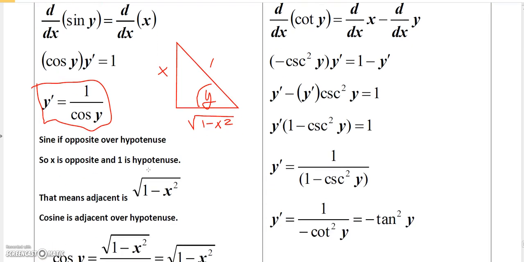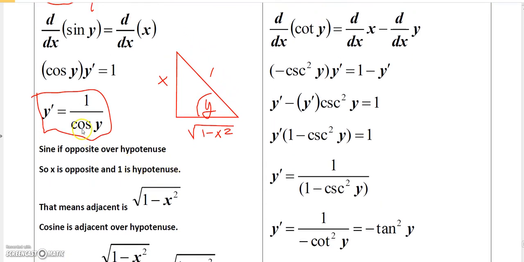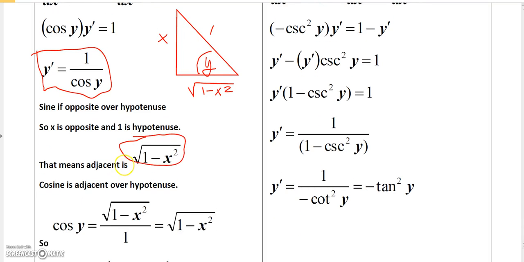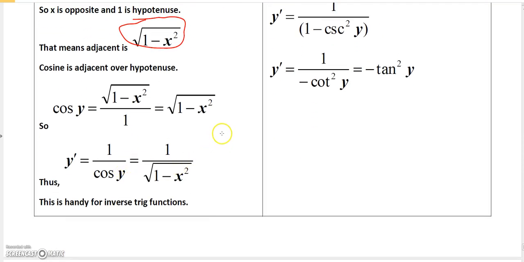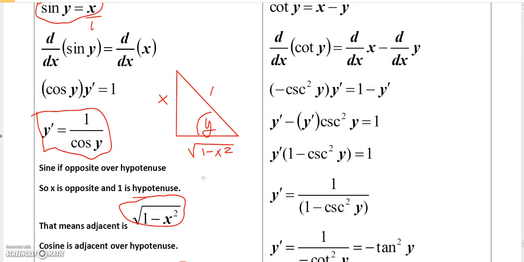Okay, now I can actually find out what cosine y is. So cosine of the angle y would be adjacent over hypotenuse, so that would be square root of 1 minus x squared over 1, or just square root of 1 minus x squared. So now I know that cosine y is simply the square root of 1 minus x squared, and since y prime equals 1 over cosine y, then that would be the same as 1 over square root of 1 minus x squared. And so this is actually one way to find the derivative of inverse trig functions.